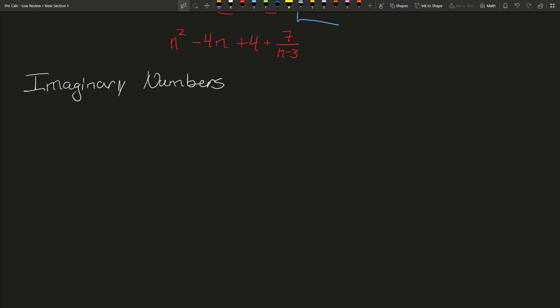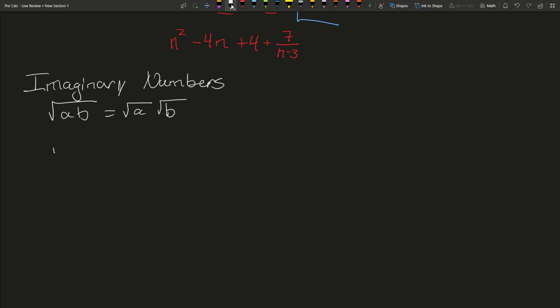Next thing that we really need to know are imaginary numbers. Before we get to imaginary numbers, I want to just review radicals in general. So say in the general case, you have a product of two things, a and b, under a square root. You can separate that into the square root of a times the square root of b.